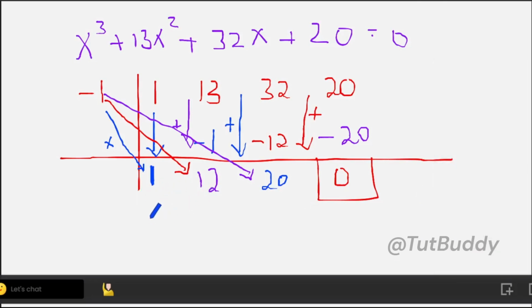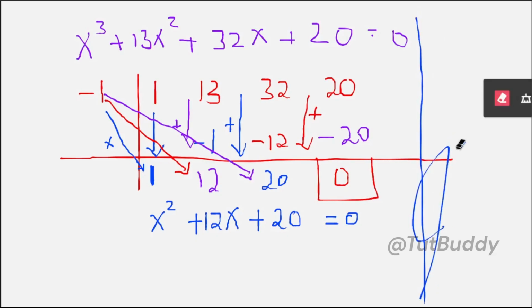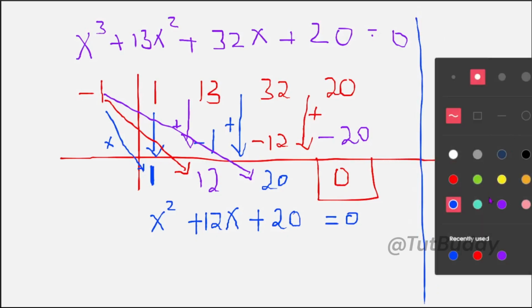So this gives you the quadratic equation, which is x square plus 12x plus 20. Now the x coefficient, the middle one, is 12, and 20 is your constant. So that's your quadratic equation. Now we'll factorize this to get our other two values for x.